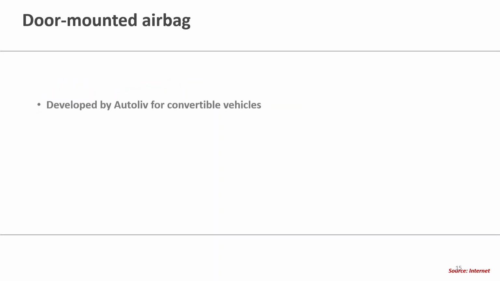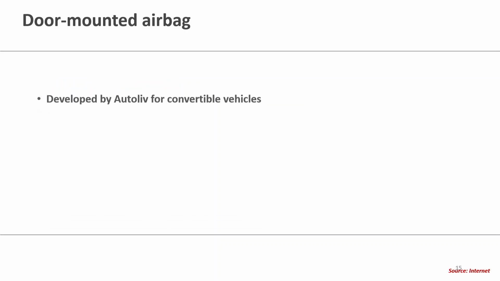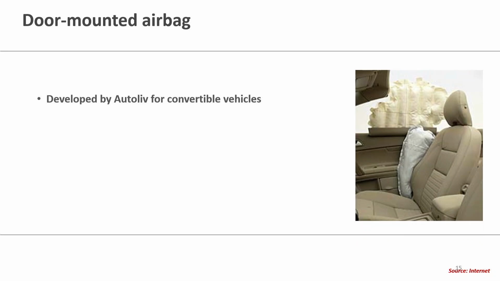Door mounted airbags are there, deployed by Autoliv, a company, for convertible vehicles. This is the door mounted airbag. It does work in different situations such as a rollover situation.